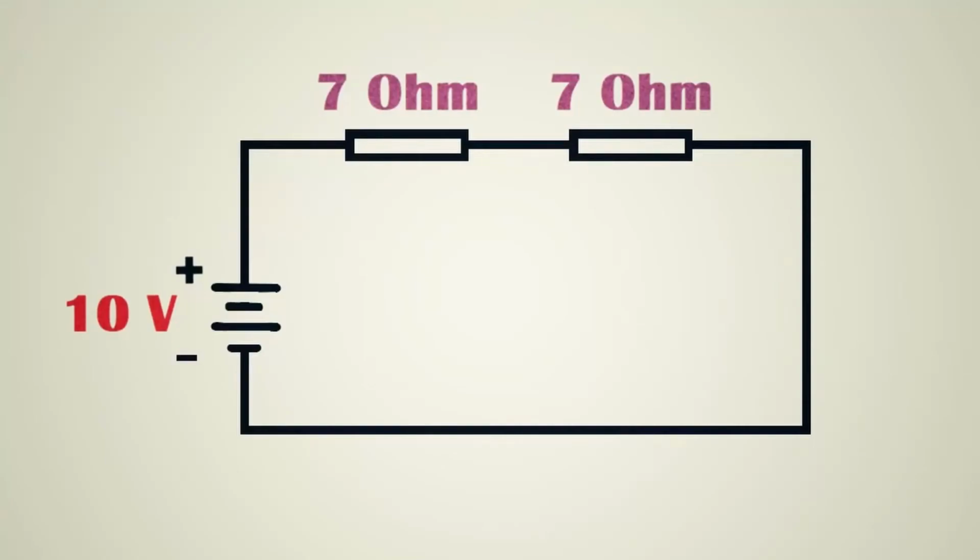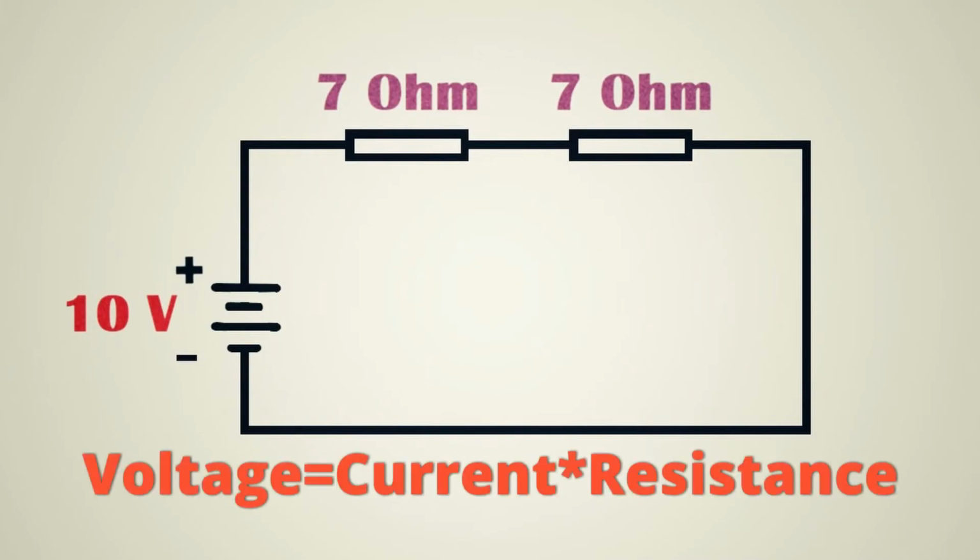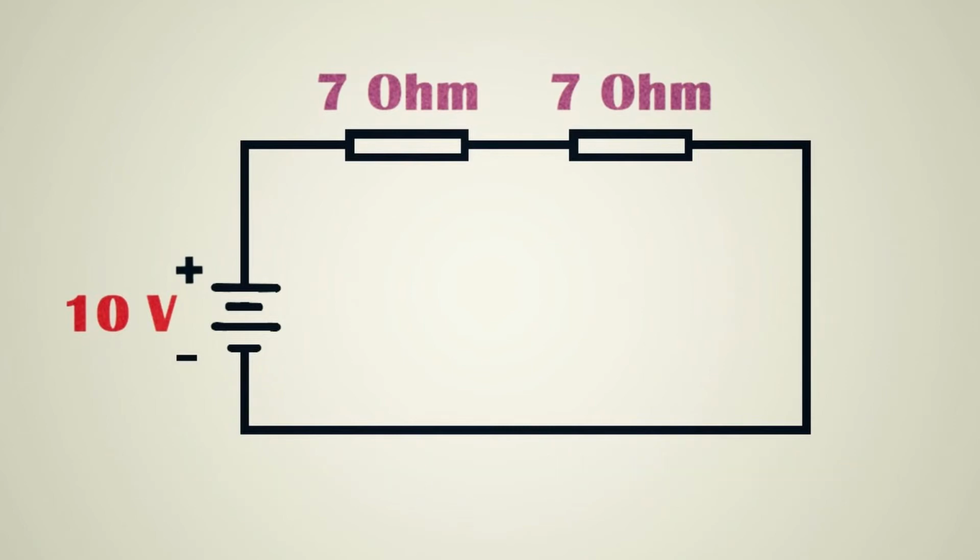Alright, so now let's talk about voltage. The voltage in series circuits is not going to behave the same way current does. The voltage drop is not always going to be the same across all resistors. The voltage across a given resistor depends on the value of that resistor. It's directly proportional to its resistance. Let me explain what I mean by that.